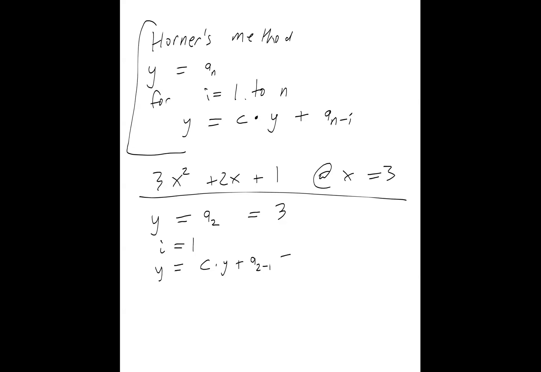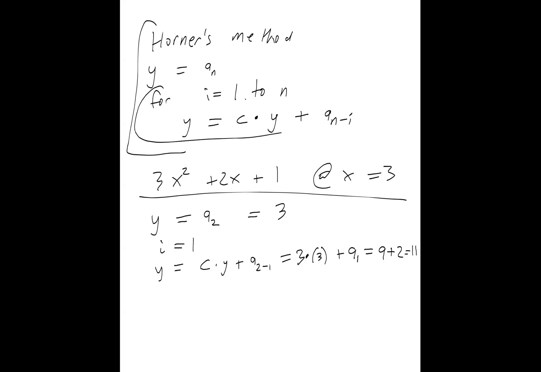Correct. c represents the value that's being plugged in, the x value. So it's 3 times, and what's the value of y at this current moment? The previous value of y. 3. And what is a of 2 minus 1? Well, what is 2 minus 1? 1. And a1 is what's left. And what does a1 represent? Yep, correct. So 3 times 3 is 9, and a1 is the coefficient of x to the power of 1, which is 2. So you have 9 plus 2, which equals 11. So y equals 11.